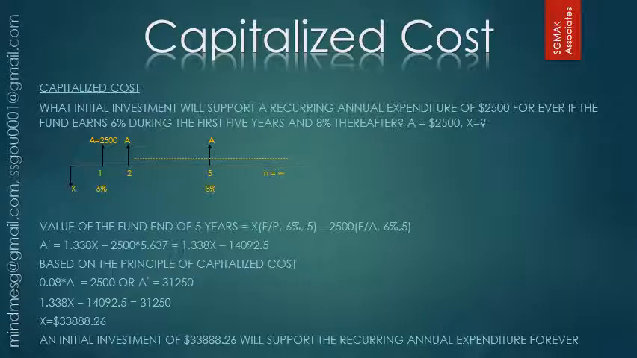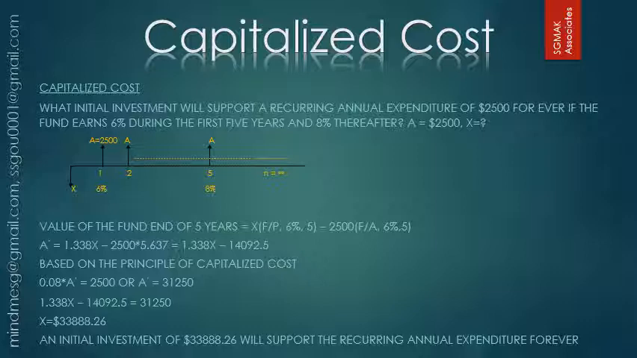So following that, starting from year 5, the rate increases to 8%. So 8% of A prime, that's what I'll draw every year, and that happens to be 2,500. So A prime is 31,250. Putting it back in the first equation, to solve for X, X is $33,888.26. So basically what you are saying here is that an initial investment of $33,888.26 will support the recurring annual expenditure forever.